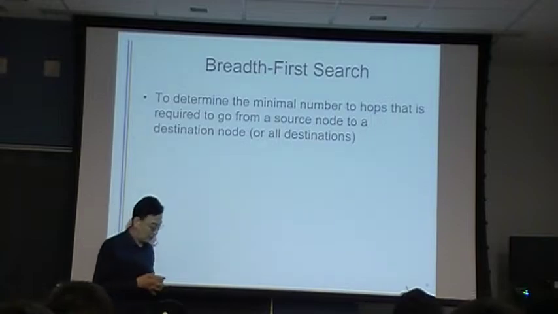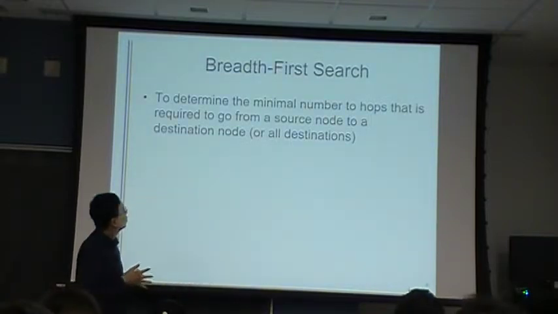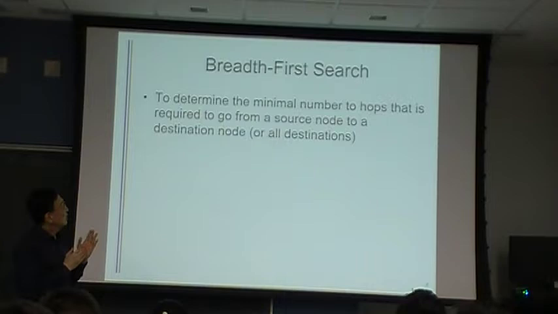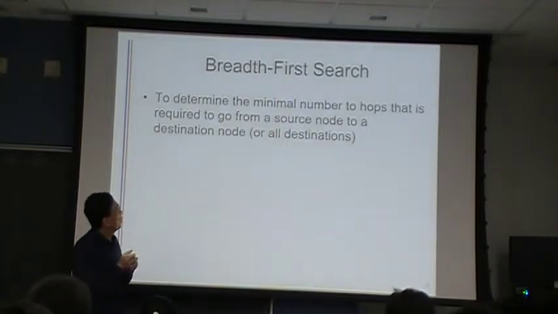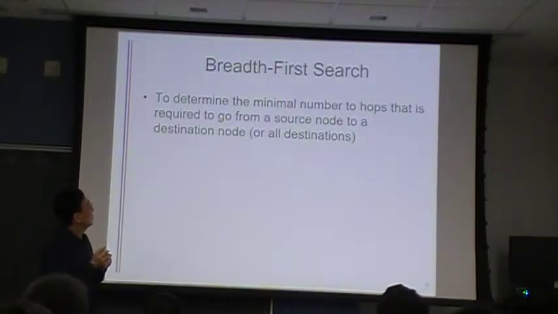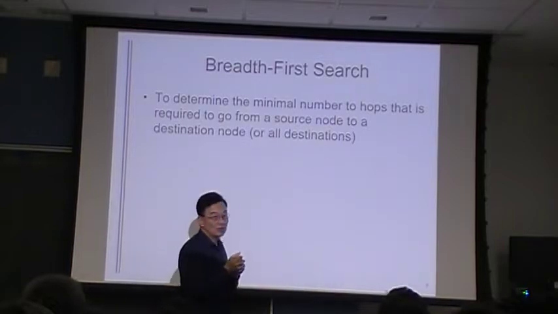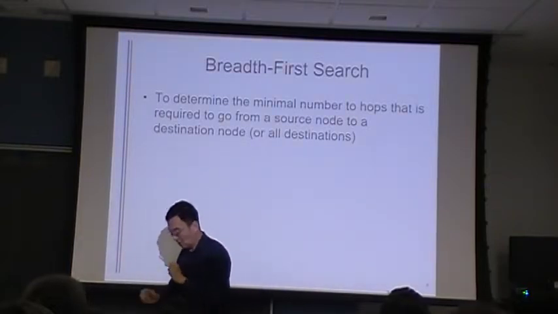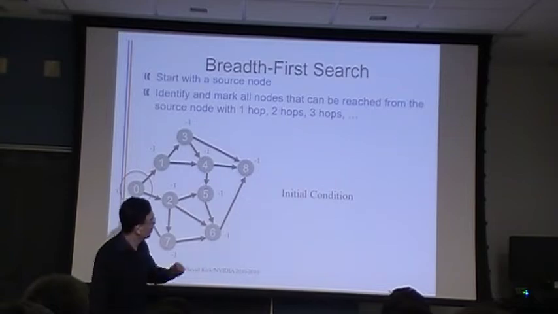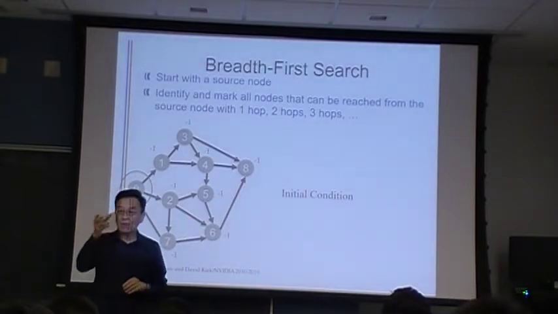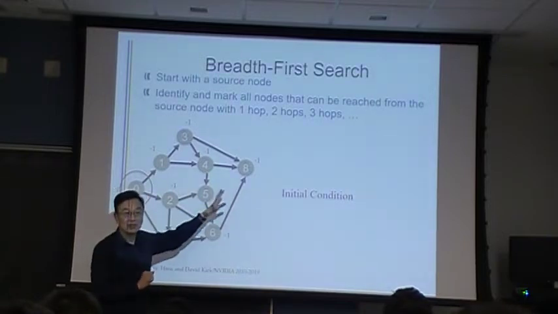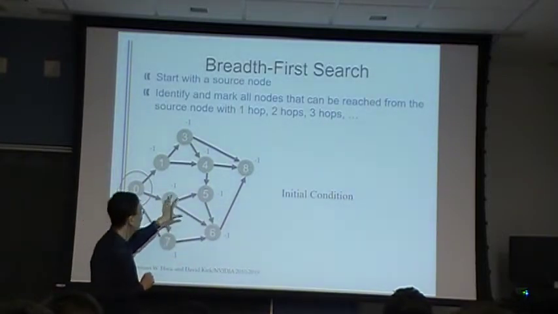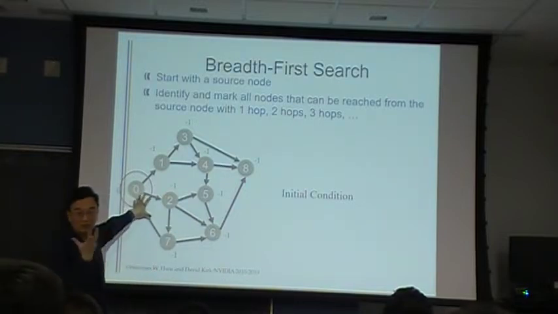So let's take a look at the breadth first search algorithm. The definition of breadth first search is that you want to determine the minimum number of hops that is required to go from a source node to a destination node, or all destinations. Okay. So basically, if you are given a graph, someone has to tell you where you're going to start. It can be any node. Okay, so breadth first search, if anyone tells you a source node, let's say 0 for the sake of argument here.